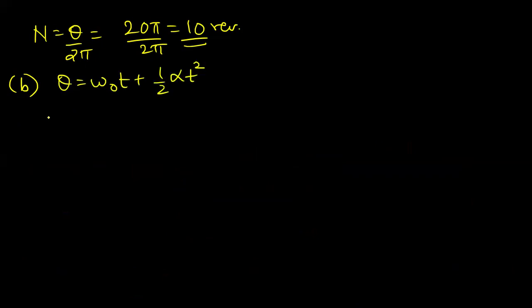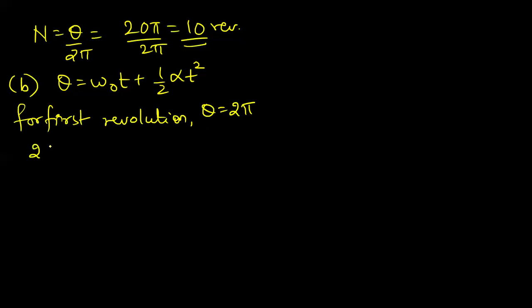Now in case of first revolution, I can say my theta will be equal to 2 pi. One circle, one angular displacement, is 2 pi. Two angular displacements will be 2 into 2 pi, that is 4 pi. Three angular displacements will be 3 into 2 pi, that is 6 pi. We all know that one revolution in radians is 2 pi. So I can write theta is 2 pi, right? Using this I can find the time. So 2 pi will be equal to omega naught, which is 0, plus half alpha, which I have got as 4 pi by 10, into t square. So t square I need to find in this case.